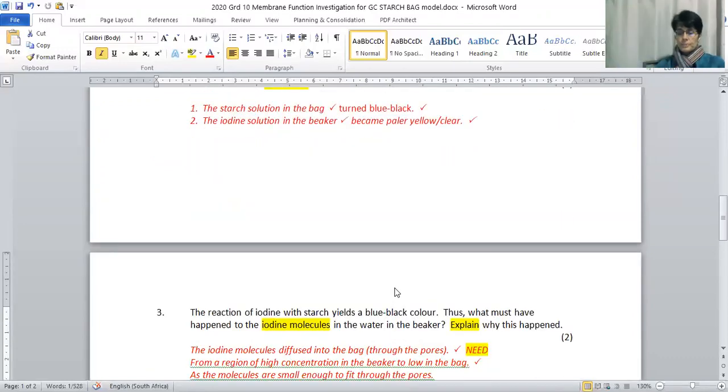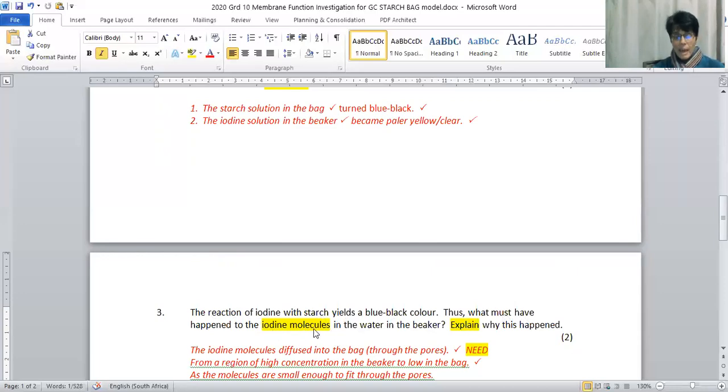Okay, so the reaction of the iodine with starch yields a blue black color. Thus, what must have happened to the iodine solution? Please, people, I know you couldn't really highlight here, but read slowly. Don't rush through these things. If it takes a little bit longer, it takes a bit longer. Rather do it nicely.